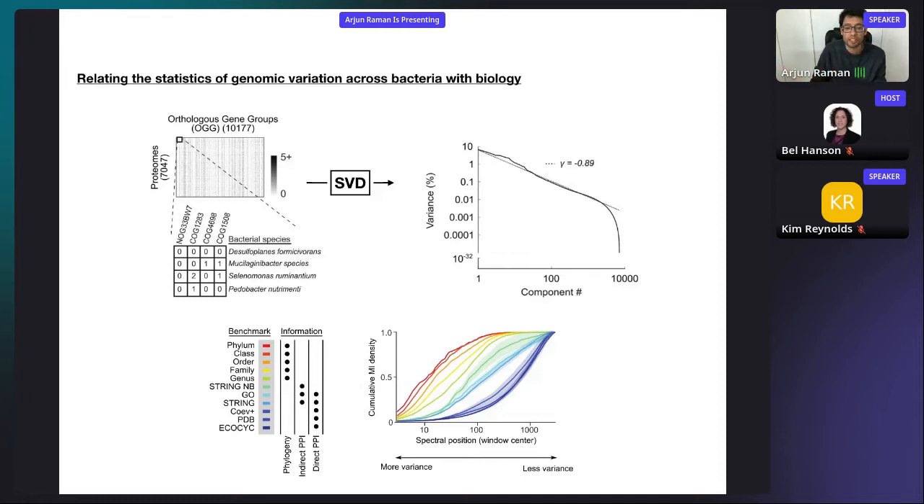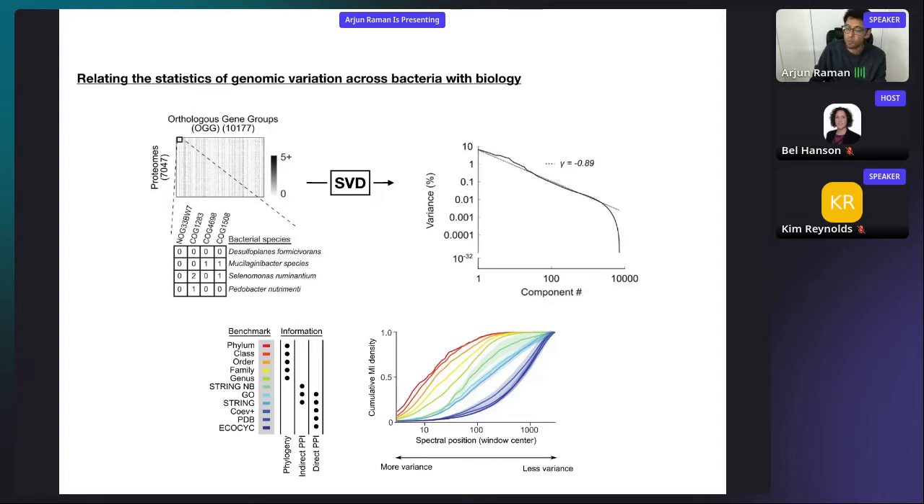That is that there seems to be an order to the way that this information is stored within the eigenspectrum. First, we see information relating to phylum, then class, order, family, genus. Then below genus, what we see is information related to indirect interactions contained within the STRING database or the GO database. And then below that, what we see are direct protein-protein interactions, meaning physical interactions, contained within the databases of CoEV Plus, PDB, and EcoPsych.